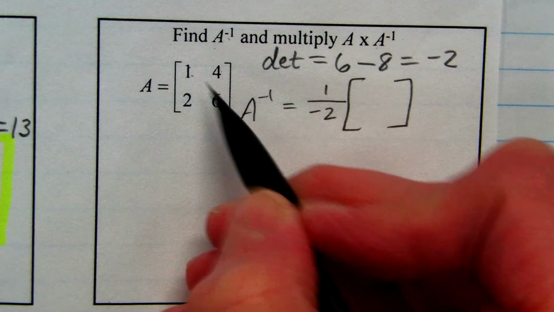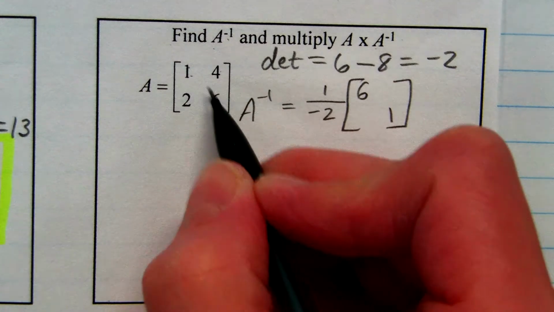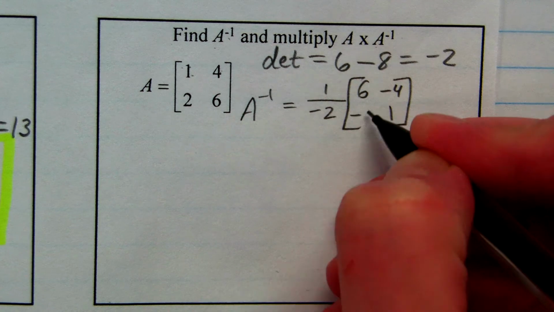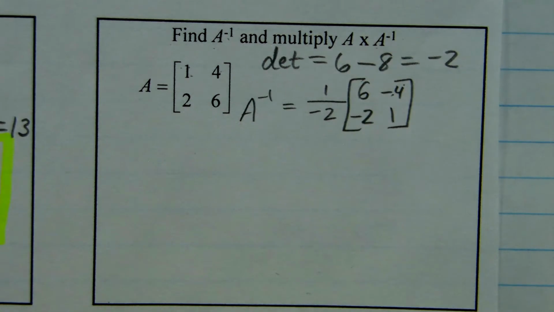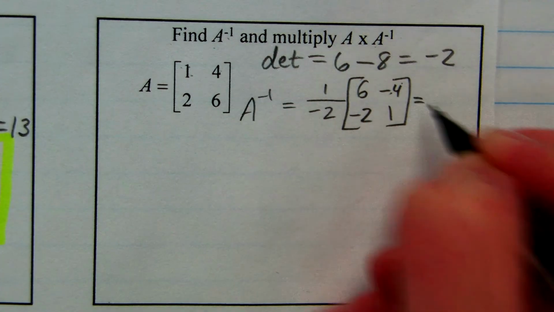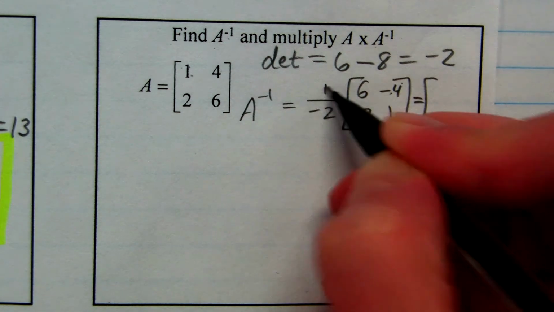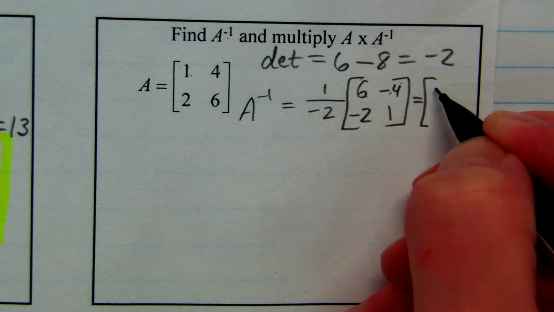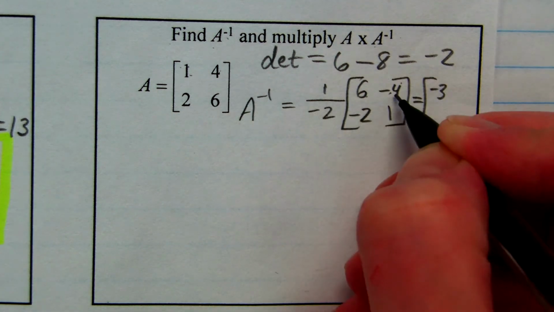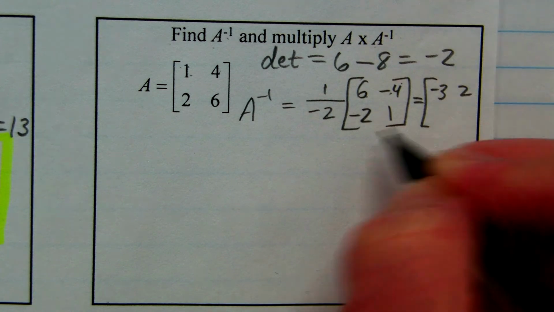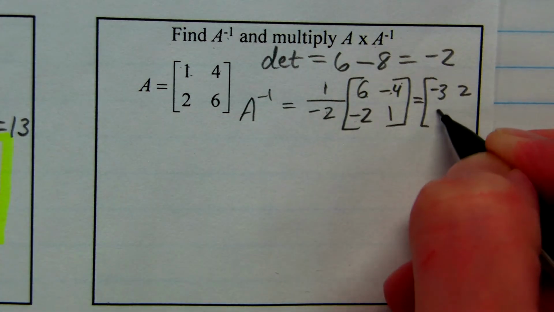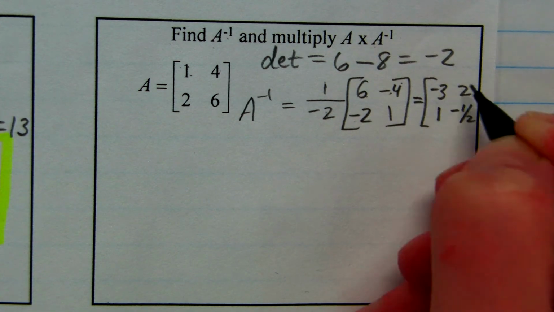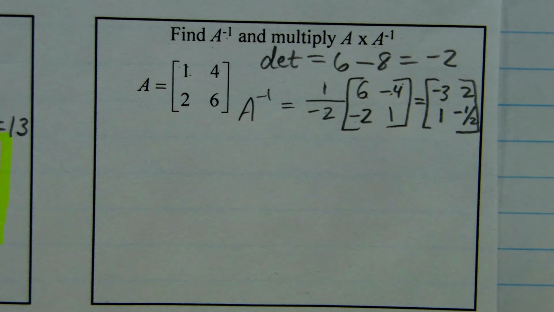We'll switch the 1 and the 6, so it becomes 6 and 1, those two numbers there. And the 4 and 2 are positive. We will make those negative, but keep them in their original places. And then just distribute everything out. So -1/2 of 6 would be -3. Good. -1/2 of -4 is 2. -1/2 of -2 is 1. -1/2 times 1 is -0.5. It's -1/2. I'm just going to leave it as a fraction. You could do -0.5, same thing.